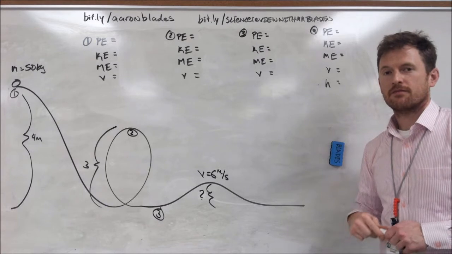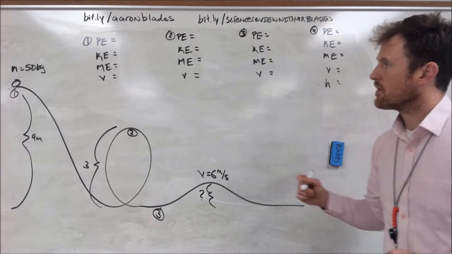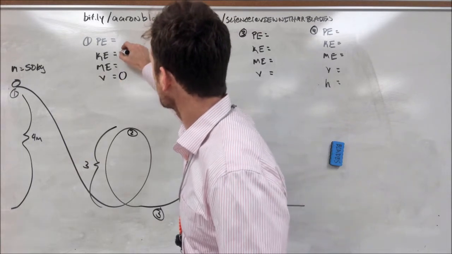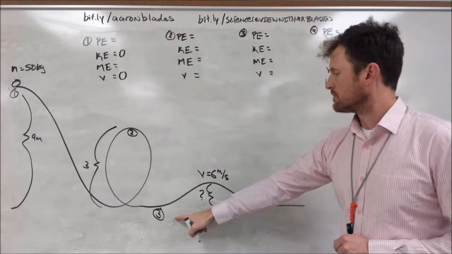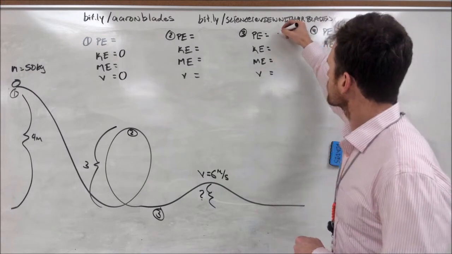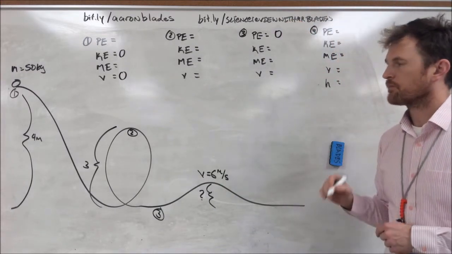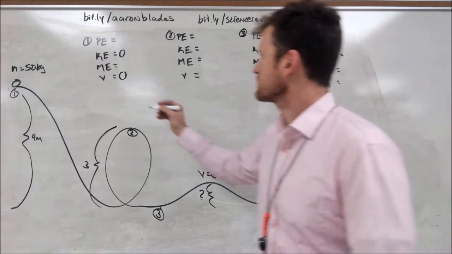We're going to start off by writing out our knowns. So we know that at the very top our velocity is 0 and therefore our kinetic energy is 0. We know at the very bottom our potential energy must also be 0. And now let's go ahead and start calculating the things that are pretty easy.